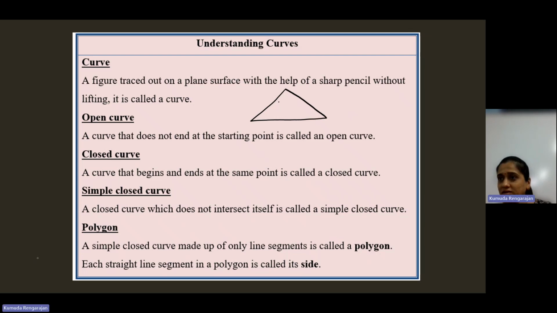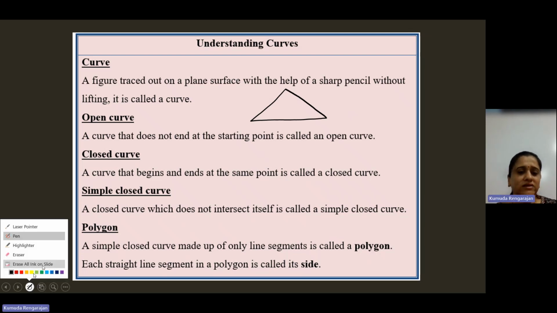This one is a curve because we are able to draw it without lifting the writing instrument. It's a closed curve because the starting point is equal to the ending point. And it's a simple closed curve because it doesn't cross over itself. And it's made up of only line segments. So it is a polygon. So all these conditions must be satisfied for a figure to be called a polygon.